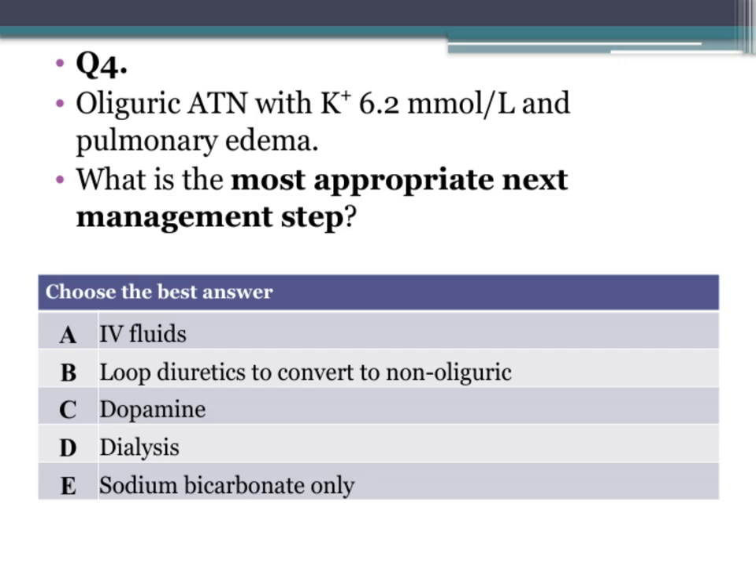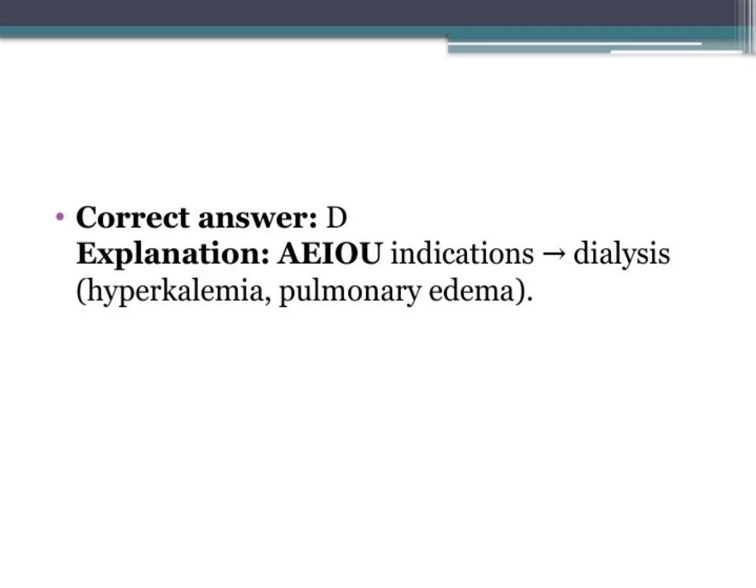Finally, sodium bicarbonate can help temporarily shift potassium into cells, but it alone is usually not enough in severe hyperkalemia. Given all this, the most appropriate next step is likely dialysis, as it effectively removes potassium and excess fluid rapidly and safely. That's why, in this scenario, dialysis stands out as the best choice to stabilize the patient promptly. The correct answer here is D now.